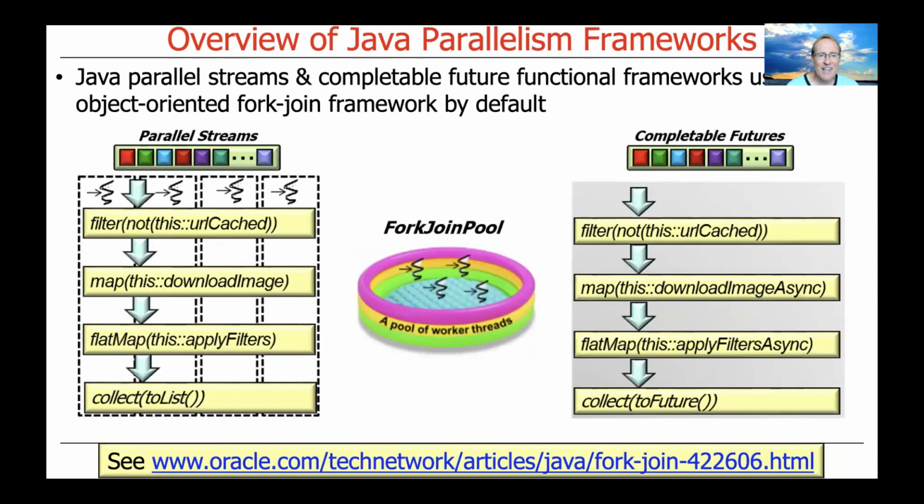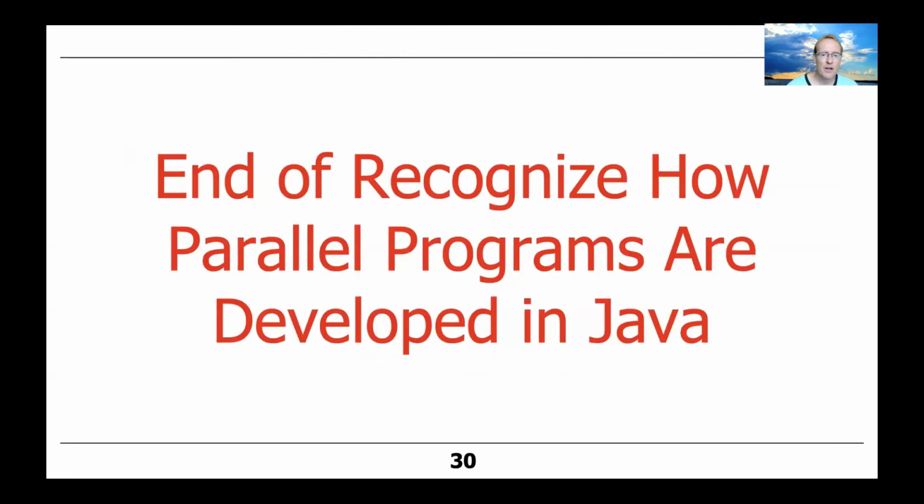Under the hood, the parallel streams and completable futures framework use the fork join pool as the underlying computation mechanism. The various reactive streams frameworks can use that if they choose, but there's also other types of frameworks and concurrency models that they have under the hood to run things in parallel as well. So that's the end of the discussion of how parallel programs can be developed in Java. This is really the key summary of what we'll be covering in this course, because we're going to be covering, of course, the parallel streams, completable futures, and reactive streams implementations. So this is kind of a preview of cool things that are coming down the road.